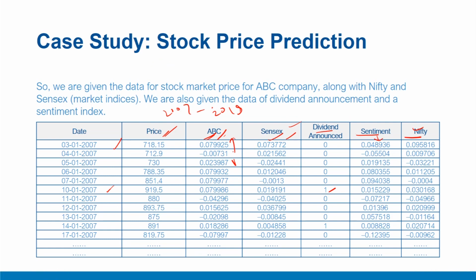Please note that Sensex and Nifty are two major stock market indices in India. They are benchmark stock market indices that represent the weighted average of largest Indian companies. Sensex represents the average of 30 largest companies that are most actively traded, and similarly Nifty represents a weighted average of 50 largest Indian companies.